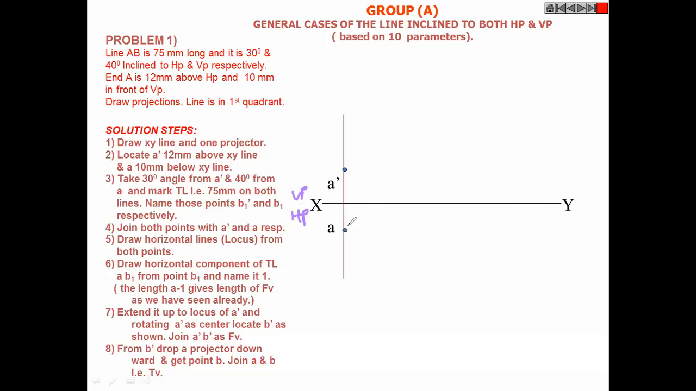So now you can understand it easily that when we are working here, this hole is VP. So this is 10 mm away from VP. It is 10 mm. Okay, it is clearly understandable. This hole is HP, so this is 12 mm away from HP. Clear? It is a nice practice to have.